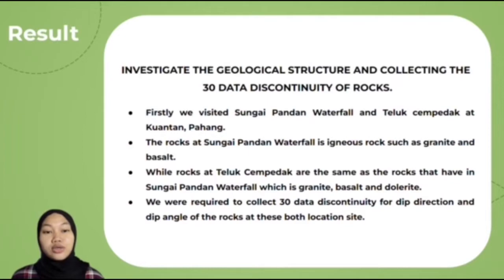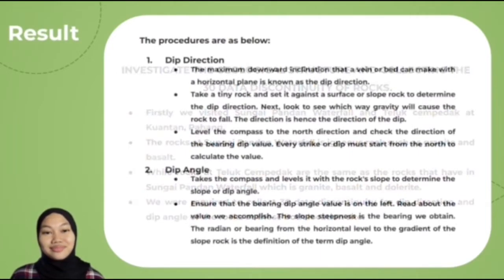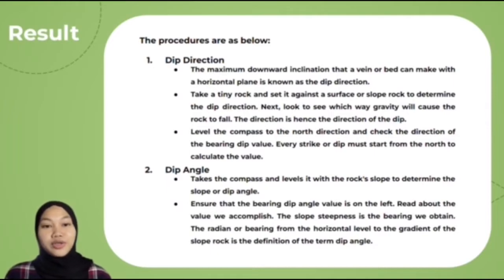We were required to collect 30 data discontinuities for dip direction and dip angle of the rocks at both location sites. The procedure is as below. Firstly is dip direction. The maximum downward inclination that a plane or bed can make with a horizontal plane is known as the dip direction. Take a tiny rock and set it against a surface or slope rock to determine the dip direction. Next, look to see which way gravity will cause the rock to fall. That direction is hence the direction of the dip.